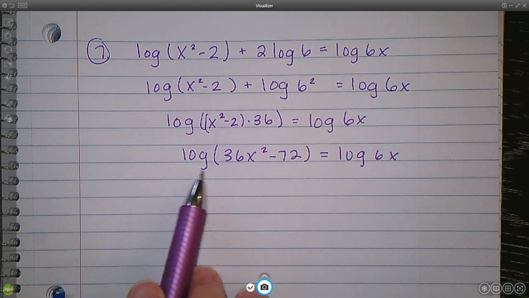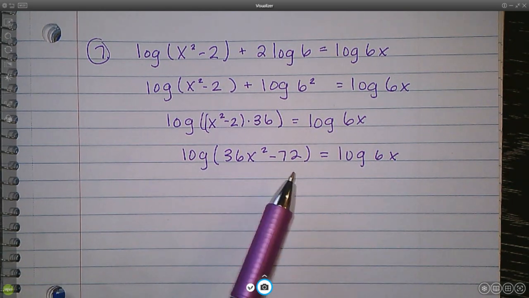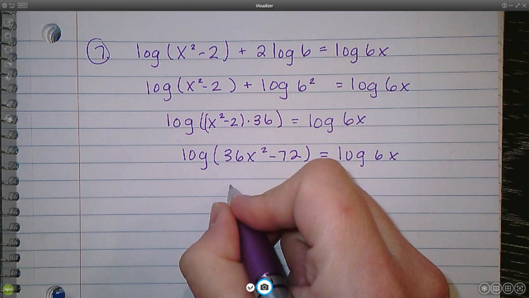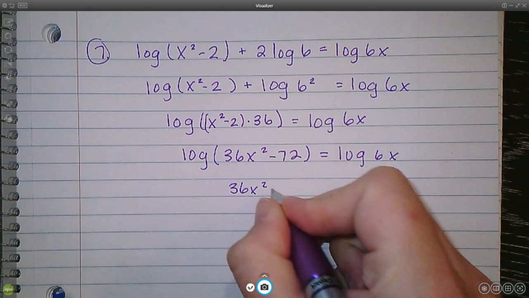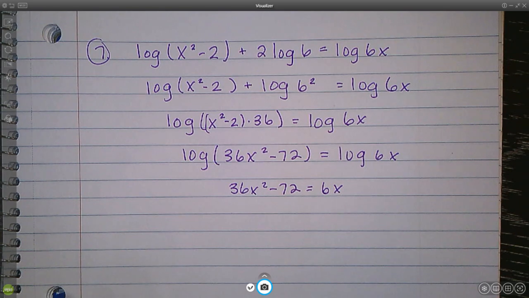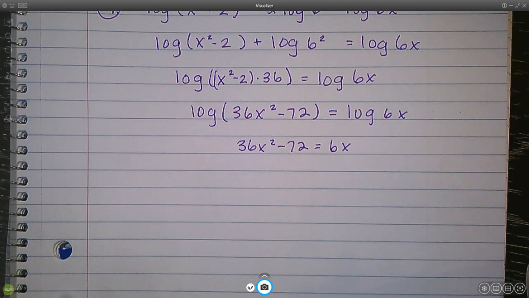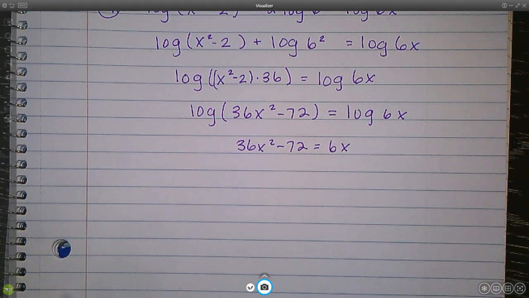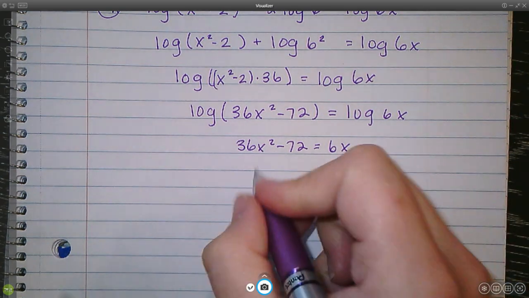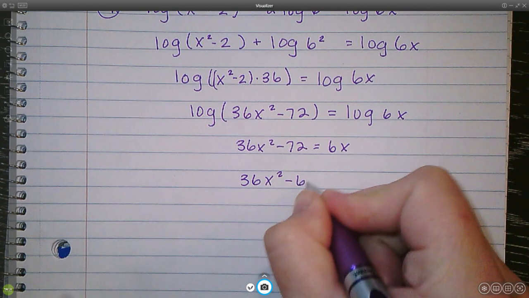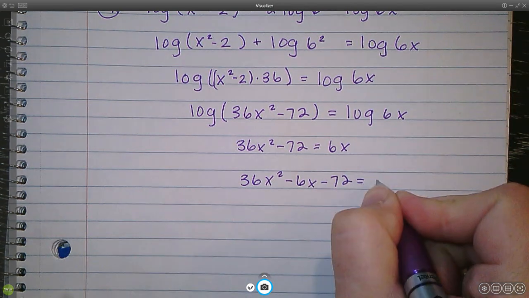We have a log base 10 and we have log base 10, so that means this and this are equal. So we can take 36x squared minus 72 equals 6x. And we need to solve for x, so we have a quadratic. The first thing I'm going to do is subtract 6x from both sides, so it equals 0. Anytime you're solving a quadratic, don't forget it has to equal 0. So we'll have 36x squared minus 6x minus 72 equals 0.